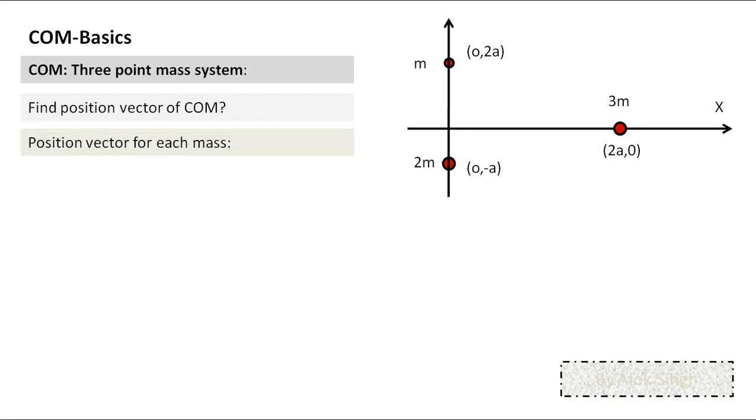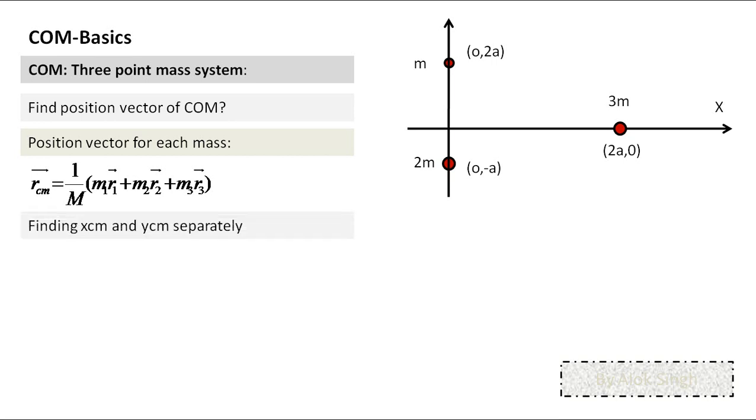One way to find center of mass is in terms of vector form. We can find the position of each mass in vector form. This will be equal to 2a i cap, this will be equal to 2a j cap, this will be equal to minus a j cap, and so on. And we can use the formula and find the position vector of center of mass, which will give both the x coordinate as well as the y coordinate.